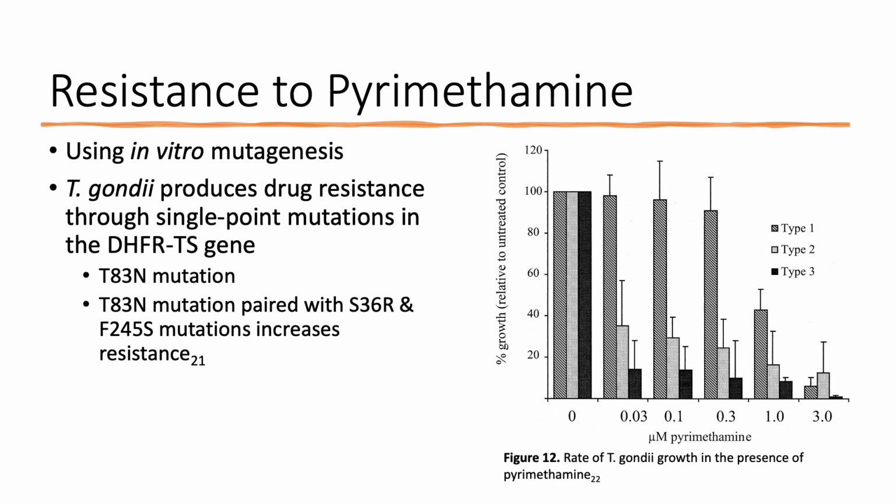And if it's S36R and the F245S mutation, both of those paired with the T83N mutation, that is also going to greatly increase the rate of resistance.